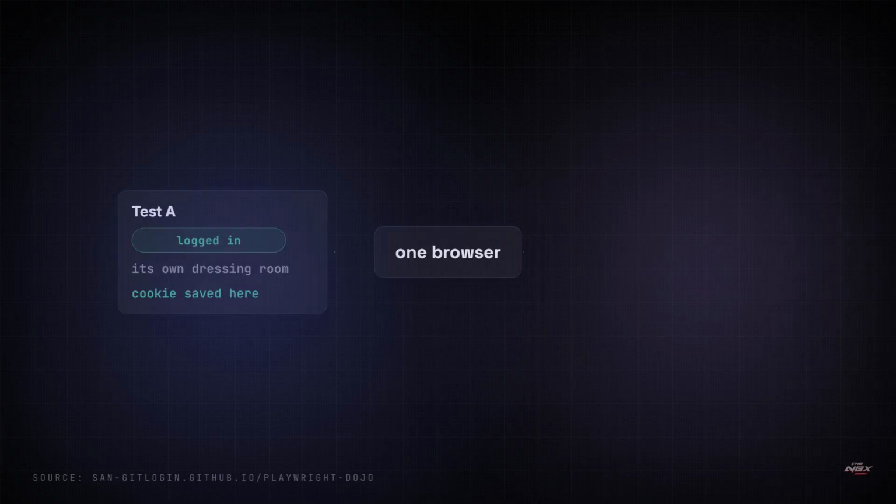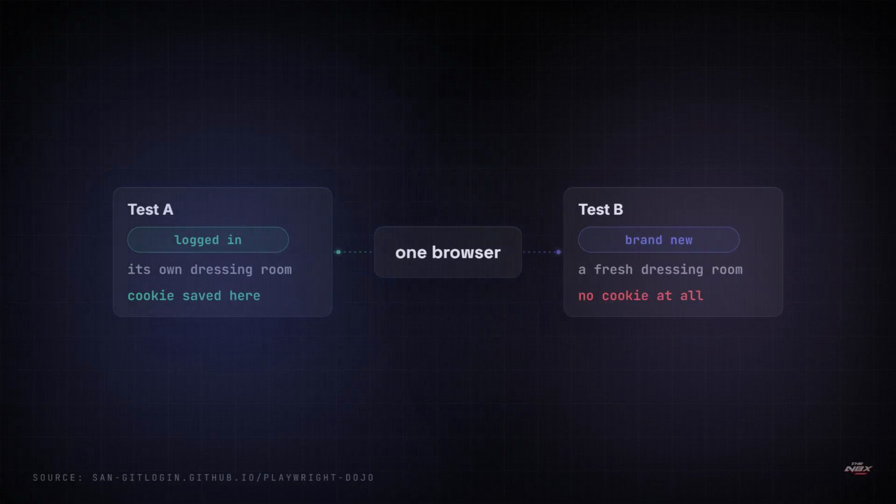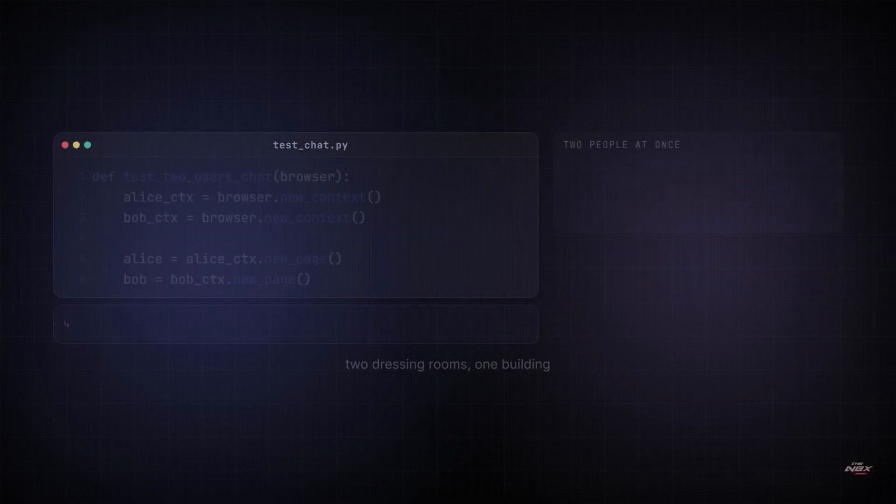Here is why that matters. Test A logs in. Its cookie sits in its own dressing room. Test B starts in a brand new room. So test B is not logged in. Ever. You can use that on purpose.